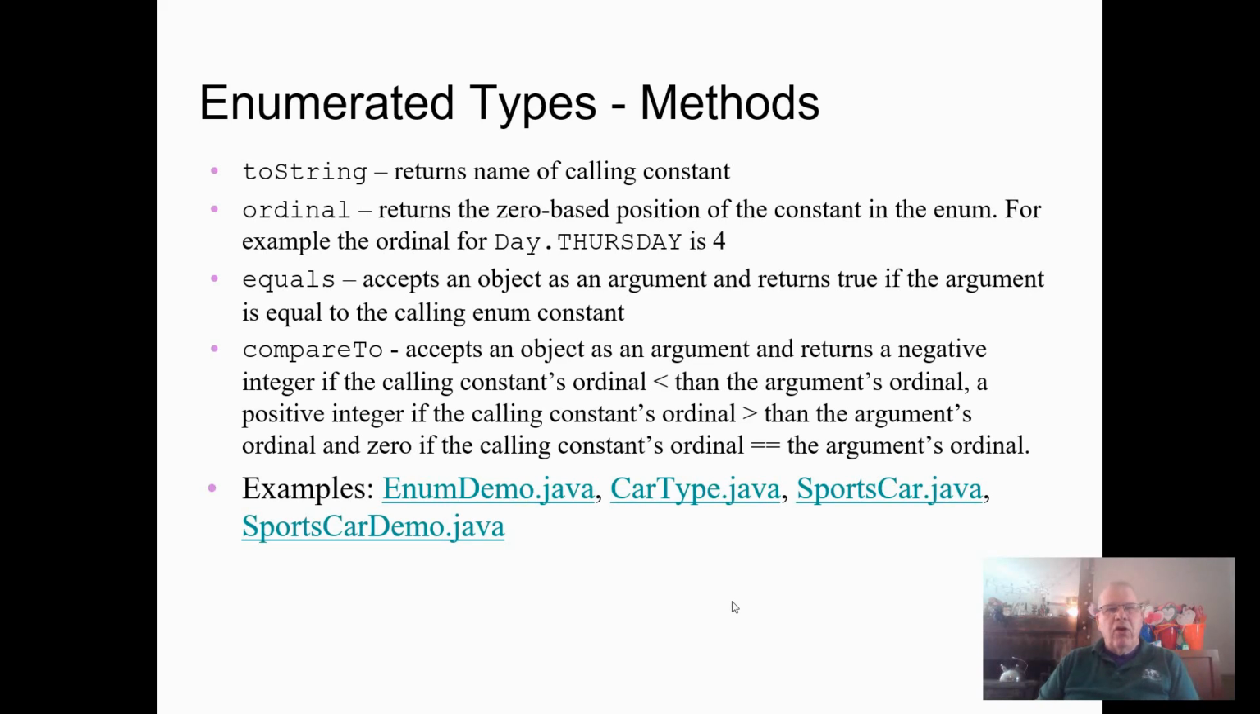It has a method called ordinal. Ordinal means the zero-based position of the constant in the enum. For example, the ordinal for day.Thursday is 4. It has an equals method. It returns true if the argument is equal to the enum constant.